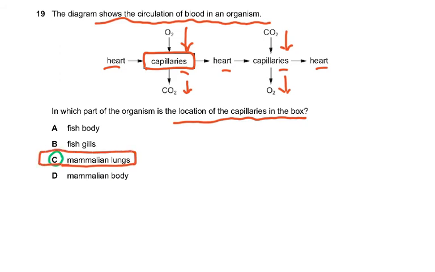So it's not these, they're not talking about these capillaries, the ones which are not in a box. They were talking of the ones which was boxed. This was the one which was boxed. So it had to be the lungs, it couldn't be anything else. And in which part is the location of the capillaries in the box, and shows the circulation of blood in an organism.